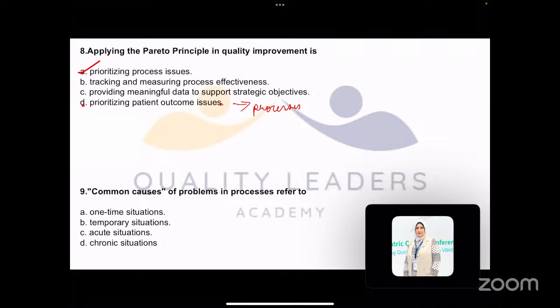A, one-time situations, B, temporary situations, C, acute situations, D, chronic situations. Which of the following would be considered an example? Common causes of problems in the process refer to what? It is a chronic situation. Common causes are considered chronic situations.